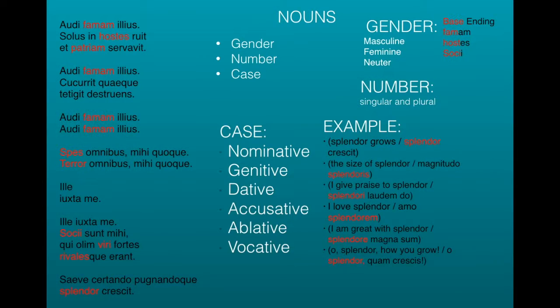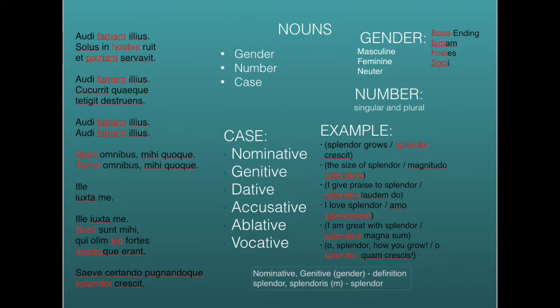Now, speaking of dictionaries, when you look up a noun in a Latin dictionary, you'll get a couple forms. So you'll see something like splendor, splendoris, splendor. That's the nominative case, the genitive case, and the gender, as well as the definition, of course. What to do next with that word, you can learn in a Latin class.